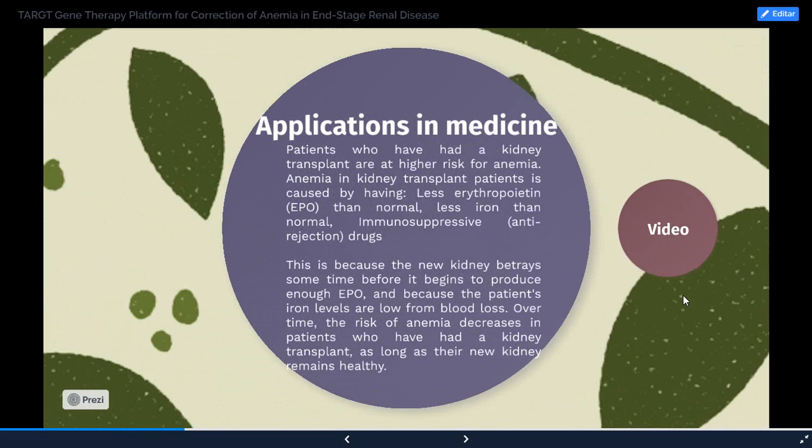Applications in medicine. Patients who have had a kidney transplant are at higher risk for anemia. Anemia in kidney transplant patients is caused by having less erythropoietin than normal, less iron than normal, and immunosuppressive drugs. This is because the new kidney takes some time before it begins to produce enough EPO, and because the patient's iron levels are low from blood loss. Over time, the risk of anemia decreases in patients who have a kidney transplant as long as their new kidney remains healthy.